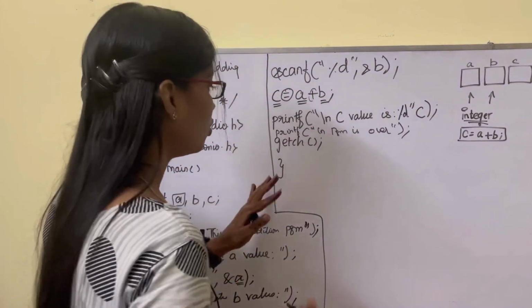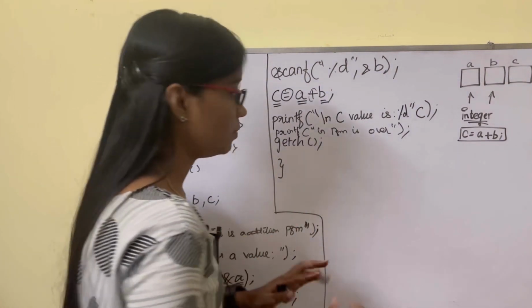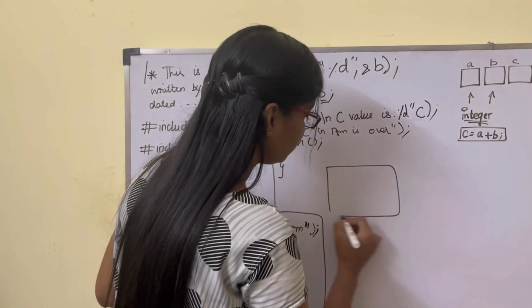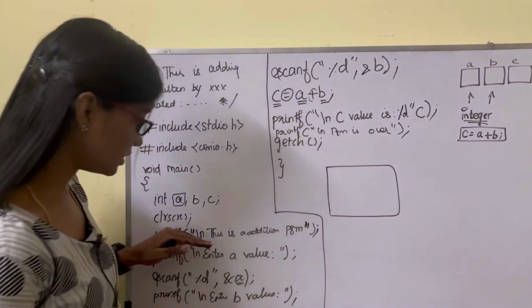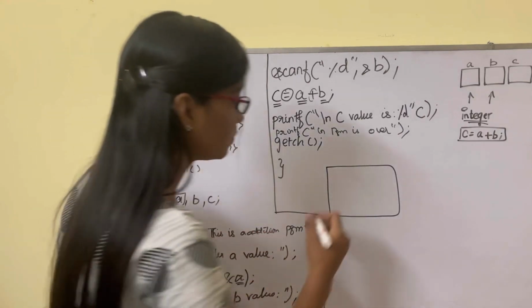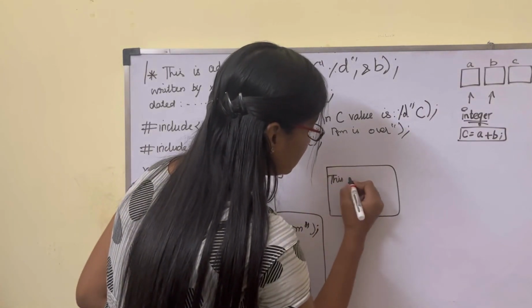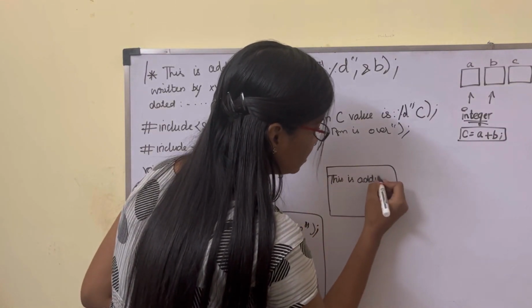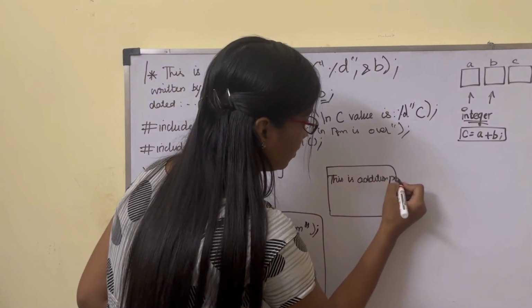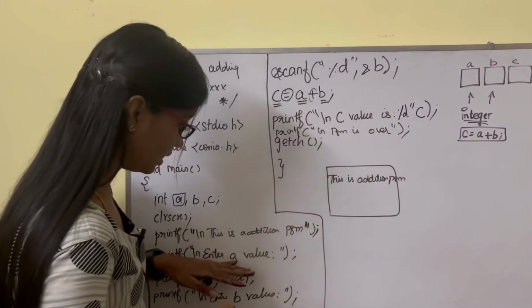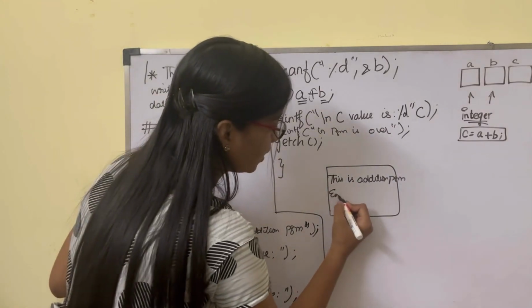Okay. Now how will my output screen be? First, in the next line I will get this is addition program. This is addition program. Then this is going to get printed: enter a value.